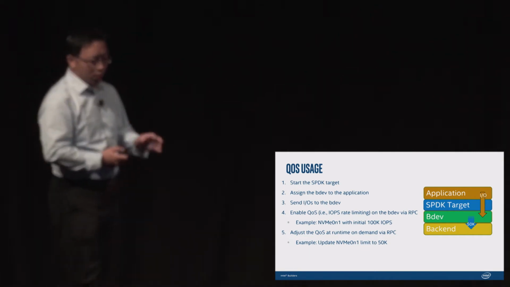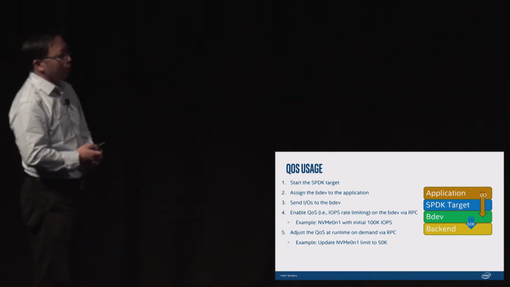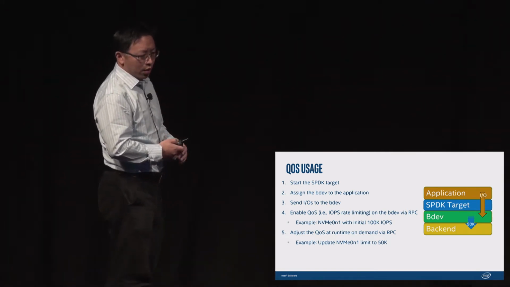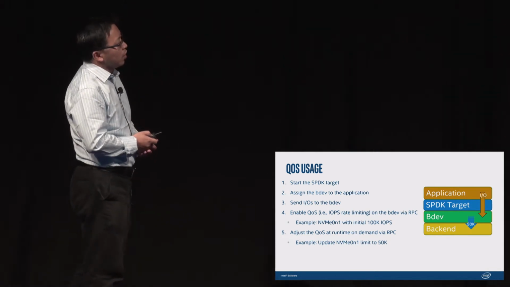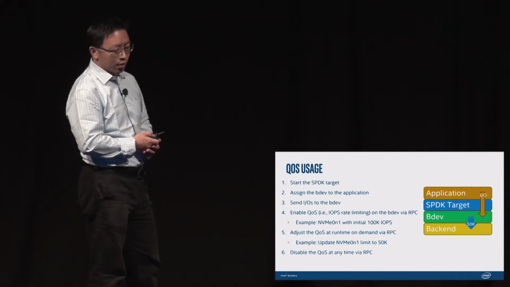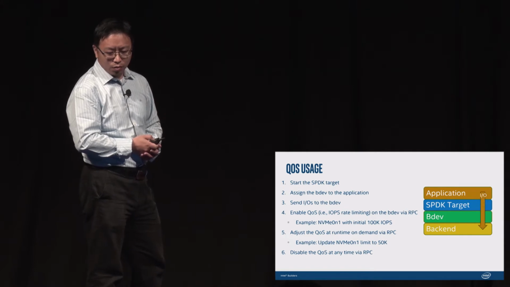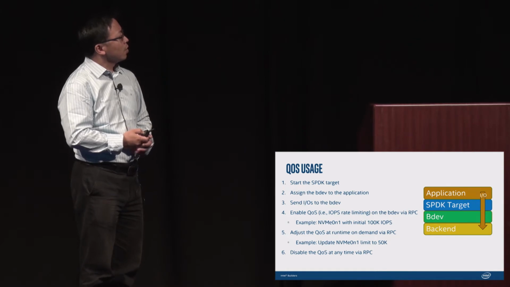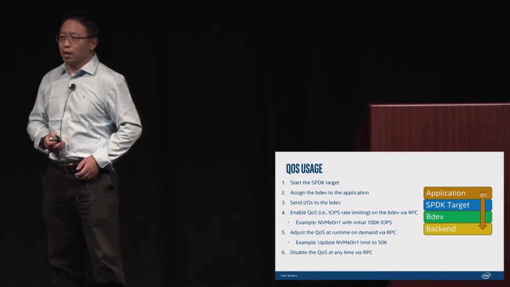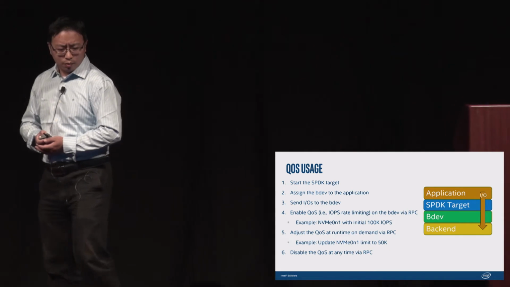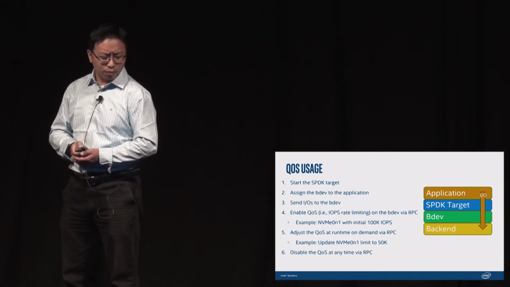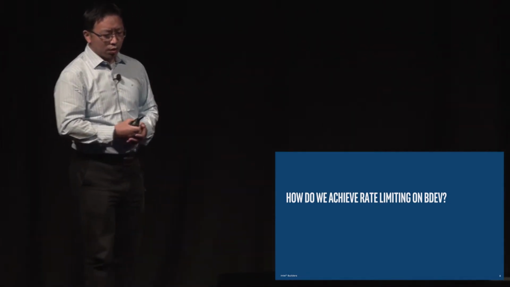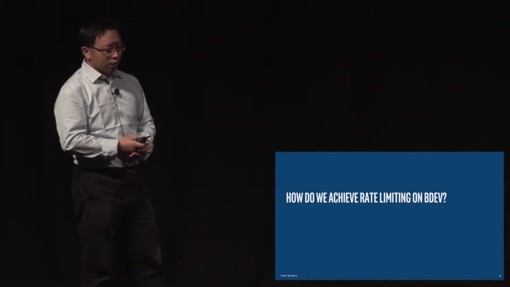It's all done at runtime, no need to restart the SPDK target. And if later there is no need to do the rate limiting, just disable it at any time, and the IOs will be sent down to the backend. So this is a quick introduction on the usage of QoS. And next, I will talk about some internals about how we do it on the Bdev.